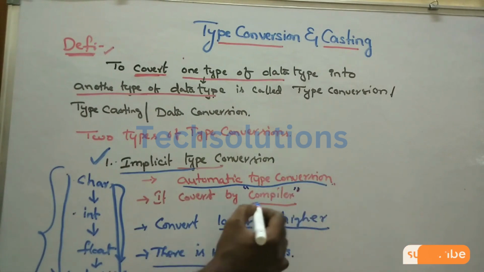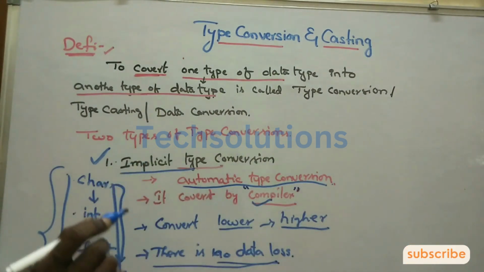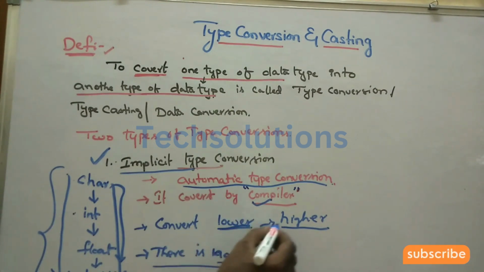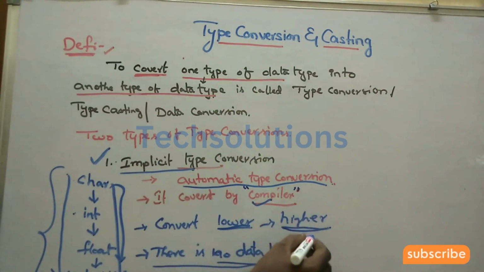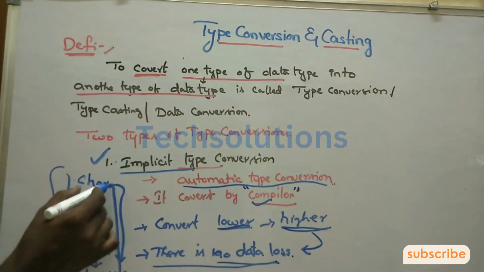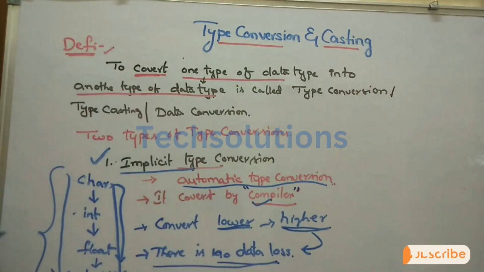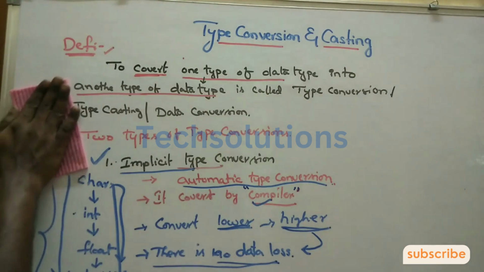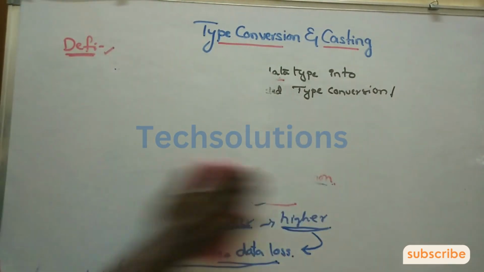This conversion is done by the compiler, right? It will always convert the lower type of values into the higher type of values, so that there is no loss of data whenever you are converting from the lower type of data into the higher type of data. I will explain how the implicit conversion happens with one example.